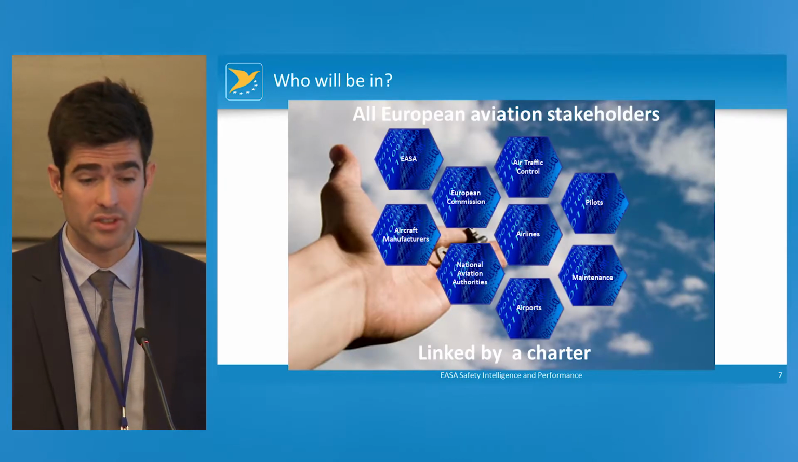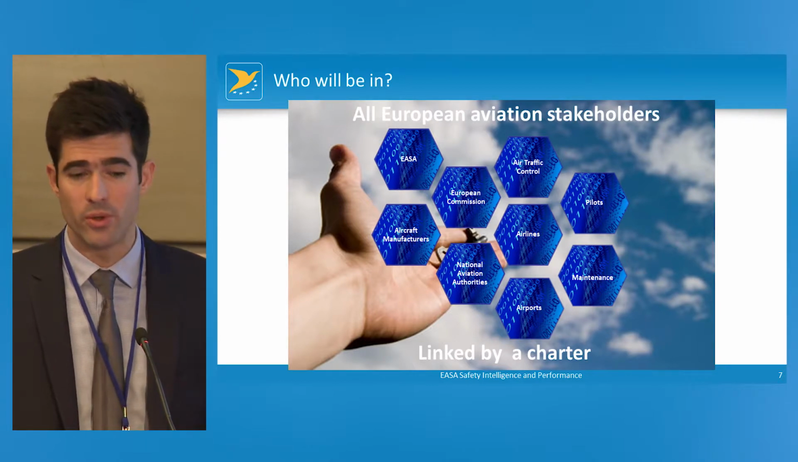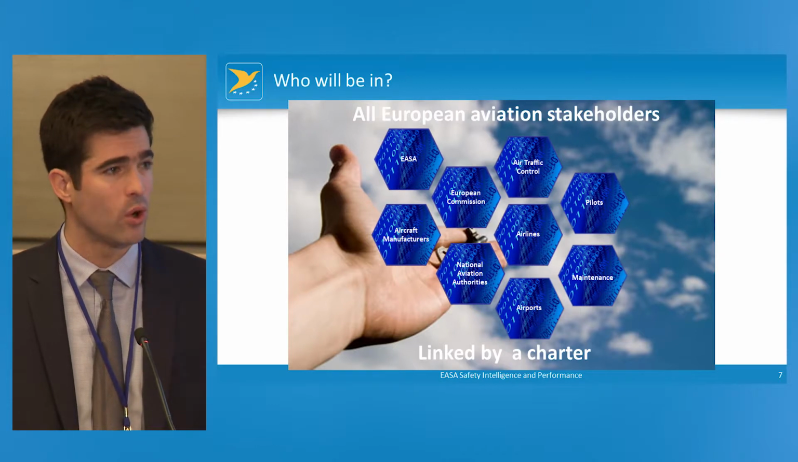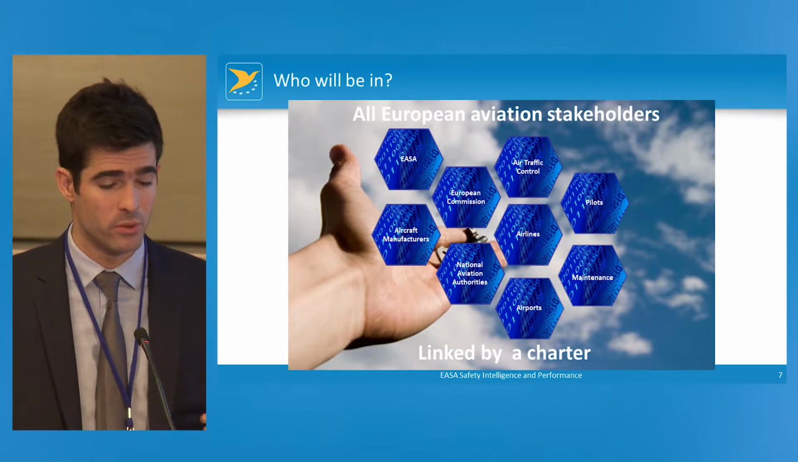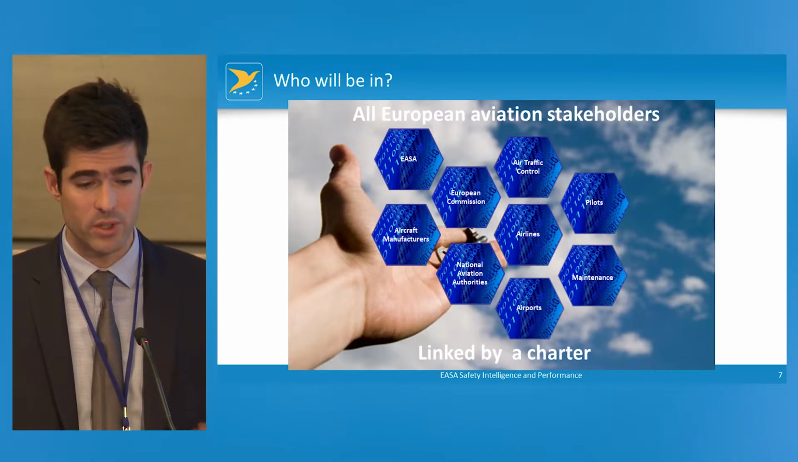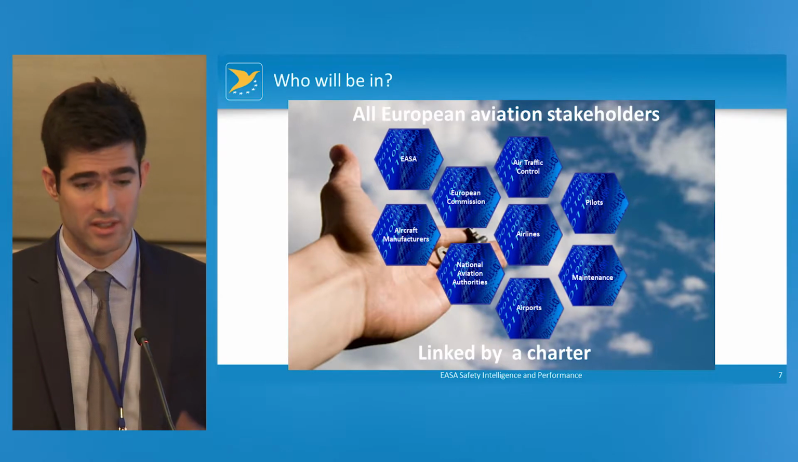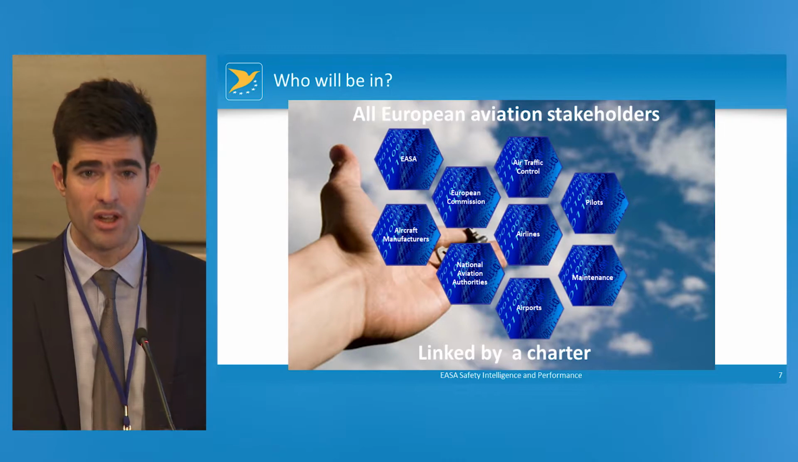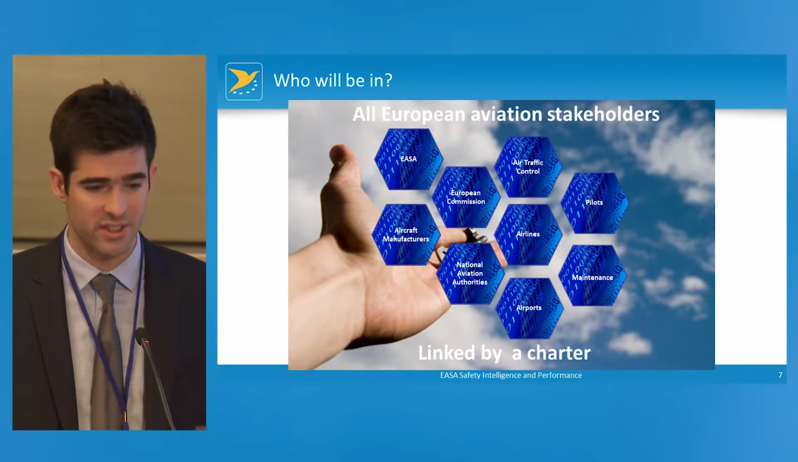In terms of stakeholders, I think you have on this slide all the main categories of stakeholders in our aviation ecosystem, and the objective is to have all those stakeholders represented in the Data for Safety program. EASA is one of them, the European Commission as well, but also air traffic control, aircraft manufacturers, NAAs, airlines, pilot communities, maintenance, airports, so all the main categories. And this is not an exhaustive list. All of them are linked by a charter, setting the key principles and objectives of such a data sharing and analysis program.